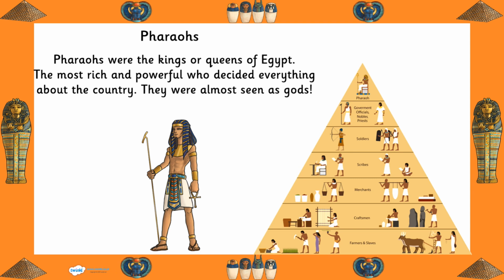So pharaohs. Well, the pharaohs were the kings or queens of Egypt. They were the most rich and the most powerful, who decided everything about the country, and they were almost seen as gods, and some of them were worshipped as gods. And as rulers of the country, they could decide whatever. If they wanted a law, they could bring that law in. If they wanted somebody dead, see you later, pal, you're dead. There wasn't really anybody there to question them. And there was only one at a time.